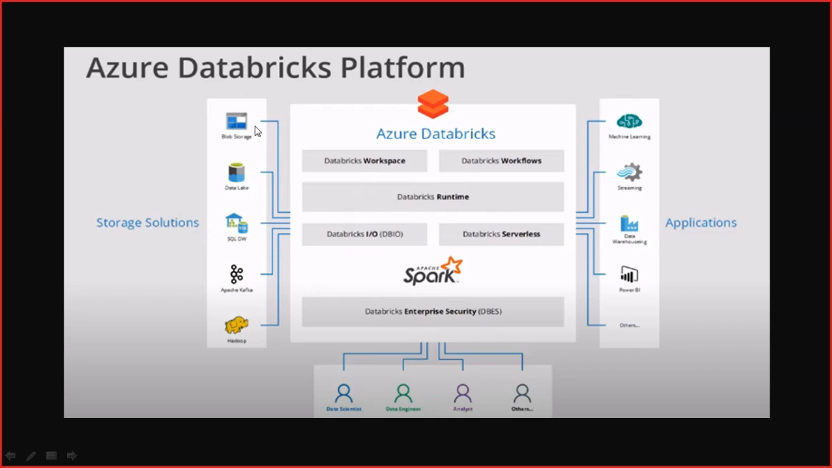So with this Azure Databricks service, we can fetch our data from the blob storage, or from other data services of Azure, like Hadoop, Apache Kafka, SQL Data Warehouse, or Data Lake. And we can perform operations on it, and then we can pass on that data to machine learning services or streaming applications. Here we have Power BI kind of applications, so any application can use that data. The persons who use these services are the data scientists, data engineers, analysts, and whoever wants to use it.